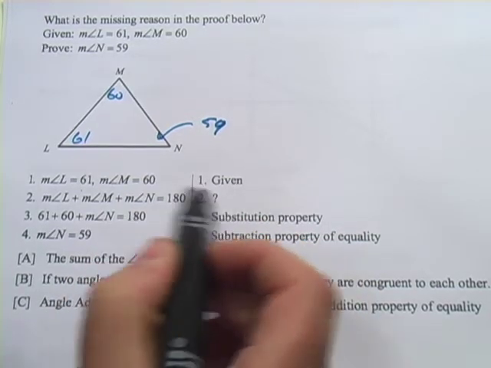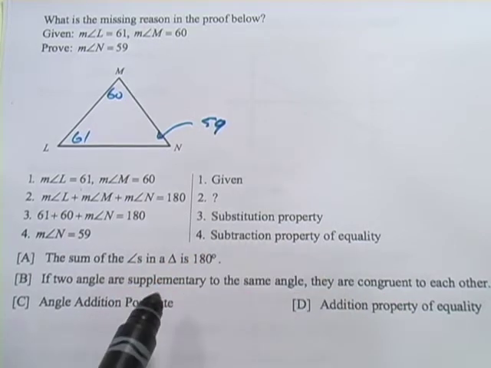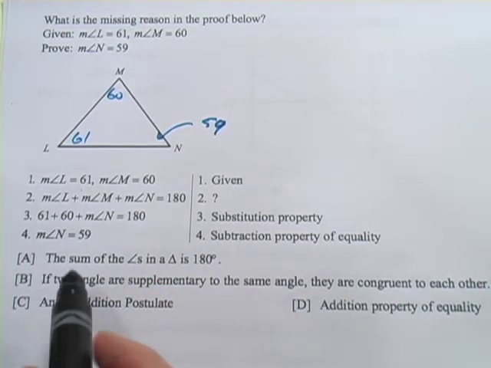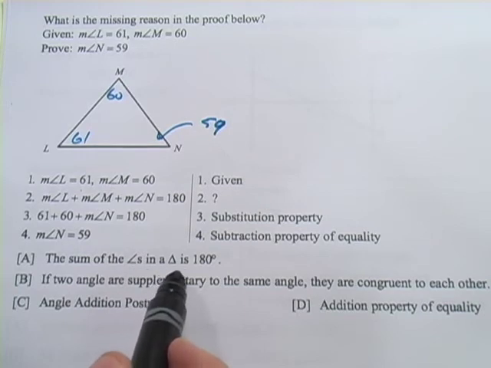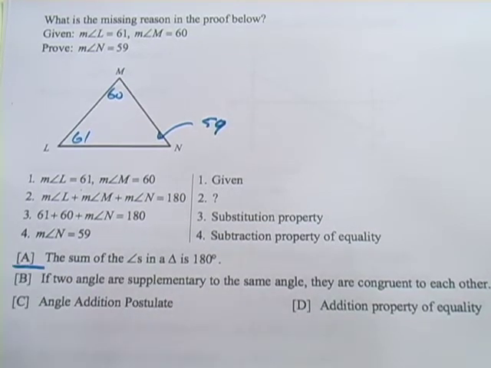The reasons for each of these statements, well, the first one is given. The second one, well, that's what we have to find. So let's look at our choices. And the first one we get is the sum of the angles in a triangle is 180 degrees. And that's just what we were saying, so I think that's the right answer.